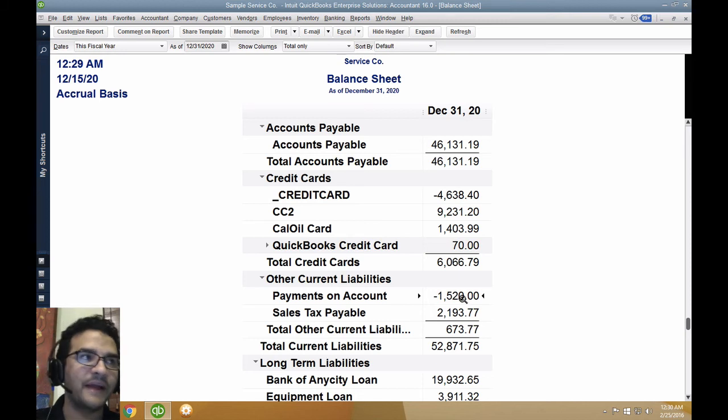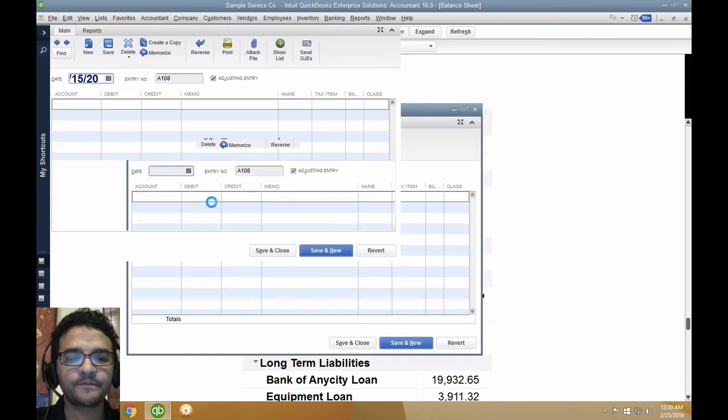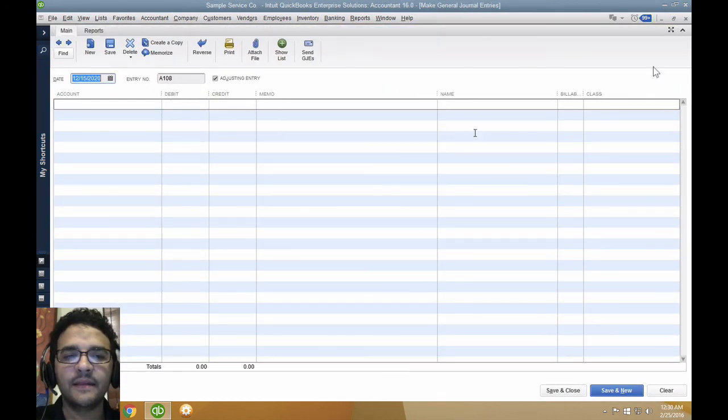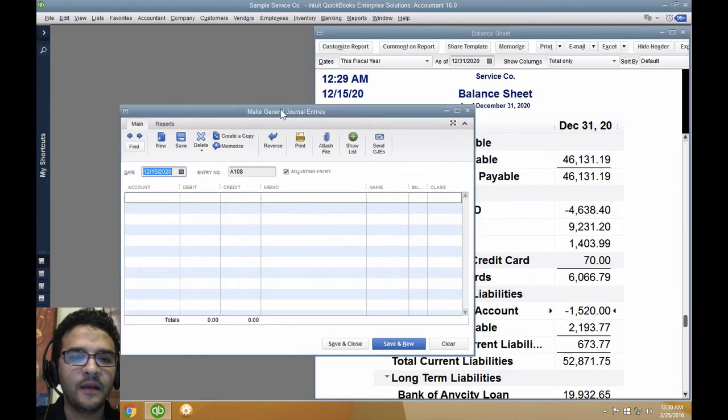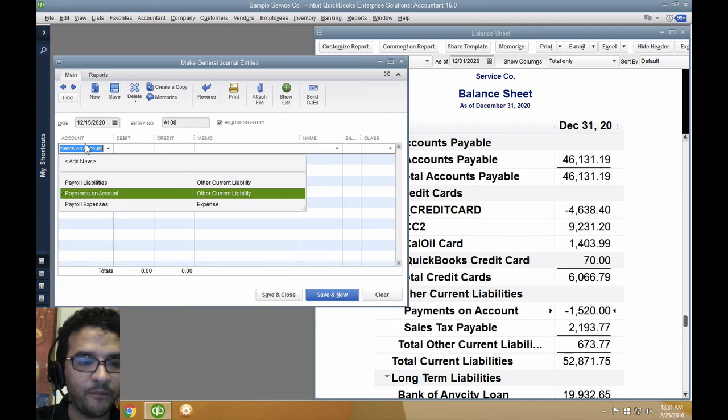Now, going back to our magic formula, liabilities are increased by credits. Okay, so in order to increase my liability from a negative number to a zero, I need to create a credit to payments on account and then create a debit to whatever the other account is supposed to be. Let's just say this happens to be insurance. So I'm going to go into company, click on make journal entry, and let me go ahead and make this a little bit smaller so I can see the number right there next to me. So I'm going to go to payments on account.